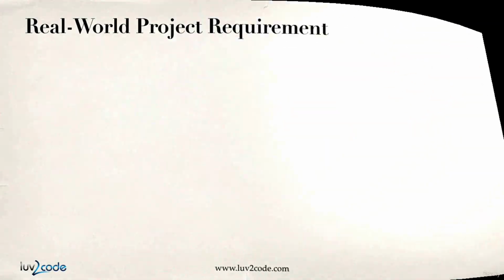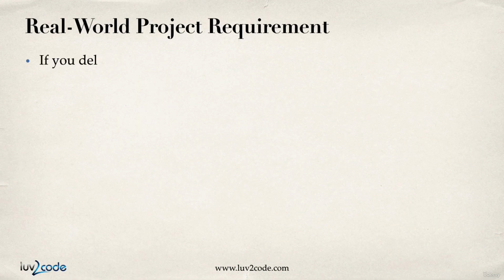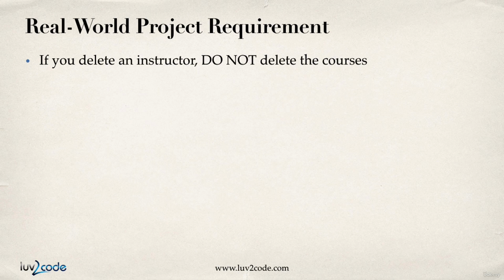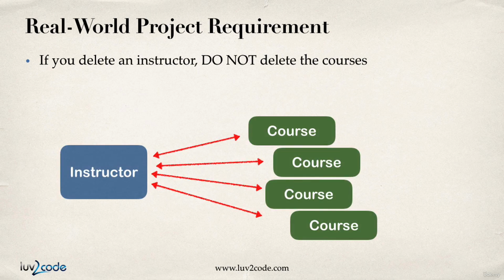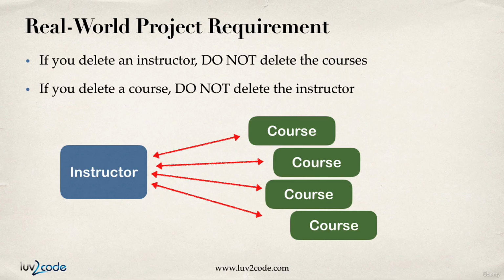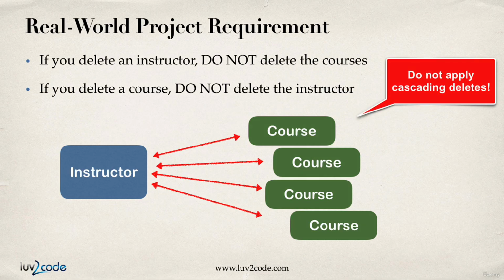All right, so here's a real-world project requirement. If you delete an instructor, do not delete the course. And a similar thing, if you delete a course, do not delete the instructor. So these are some special project requirements here. What this means is that we do not apply cascading deletes. So we can have fine-grained control over our cascade types. We'll list all of them except for the remove or delete.